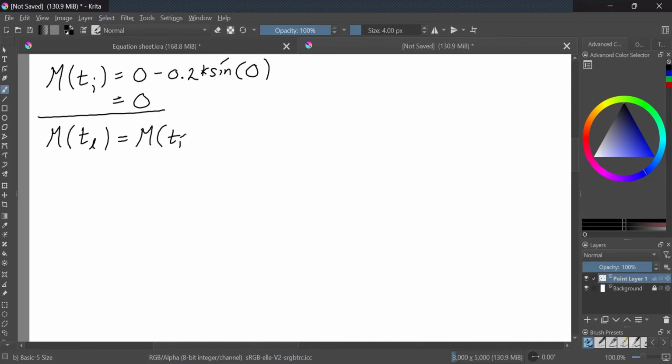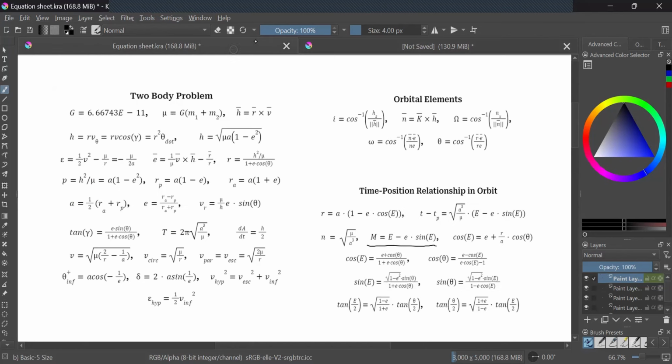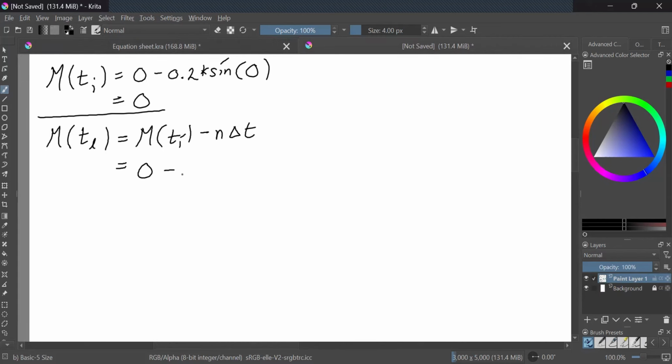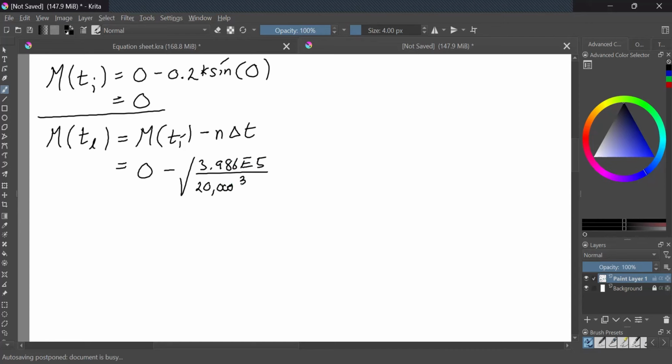There we go. And then we are going to subtract out the average angular speed times the delta t. When you plug that in, we have 0 minus, and we see that n is equal to the square root of mu over a cubed. Square root of mu, 3.986 times 10 to the 5th, over a cubed, 20,000 cubed, and then our delta t.